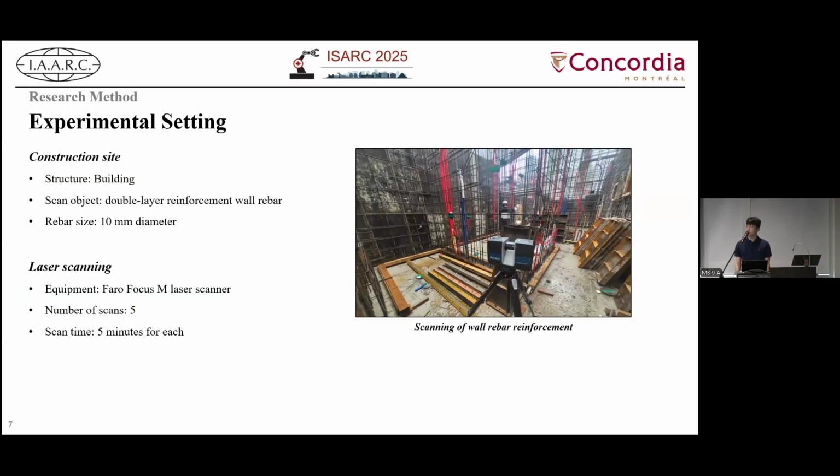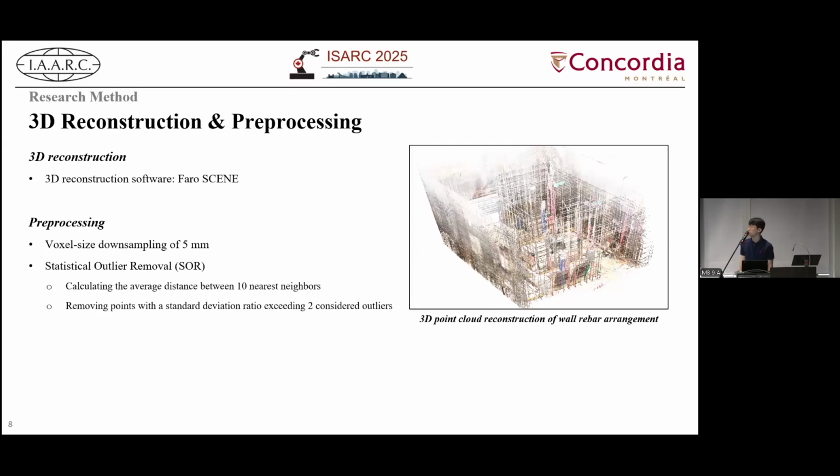The structure is a building under construction, and the object of interest is a double-layer reinforced wall rebar. Most of the rebar size was 10 millimeter diameter. We used a forward-focused laser scanner, acquiring 5 scan locations, and scan time was roughly 5 minutes for each. We generate the point cloud, and to limit the computation cost, we applied 5 millimeter voxel downsampling and statistical outlier removal.